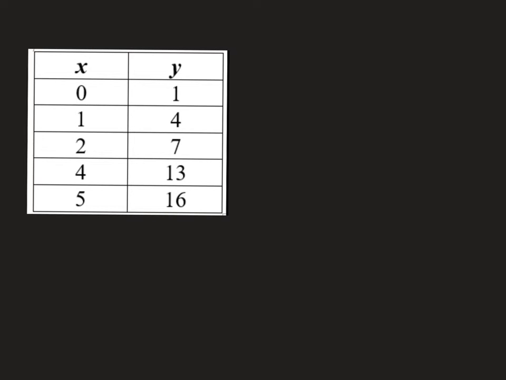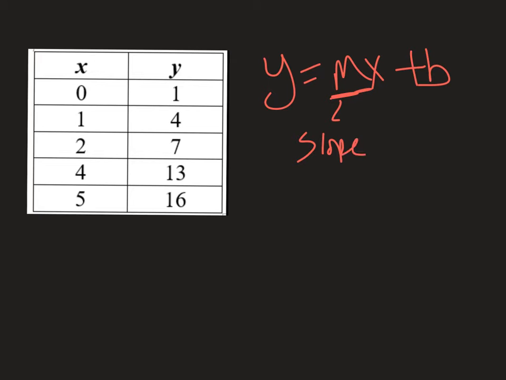So first thing we want to do, guys, remember what we have to use when writing a linear equation is our slope-intercept form, which is y equals mx plus b. Remember always that m is our slope and b is the y-intercept.